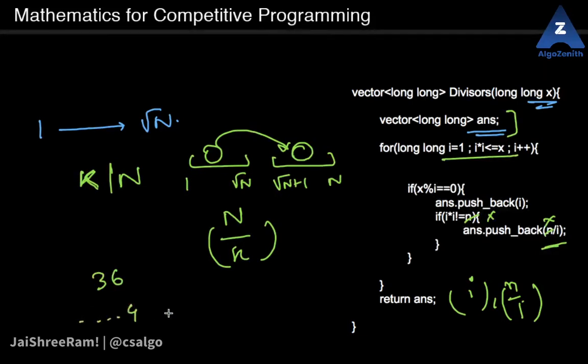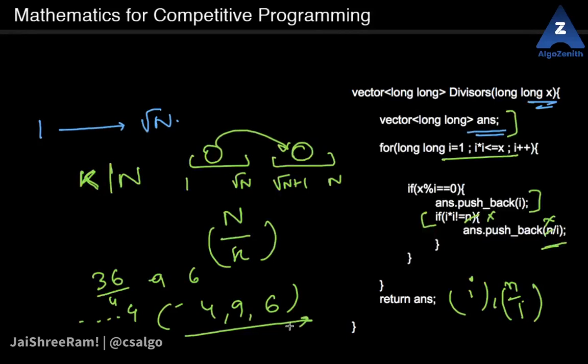Let's say for 4 we find out that when we divide this by 4 we get 9, so for 4 we also appended 9. Then we went to 6, so 6 got appended over here, and then we saw that 6 into 6 is equal to n, so we don't append 6 again, right? In this way we get only the distinct divisors. So we don't get 6 twice.